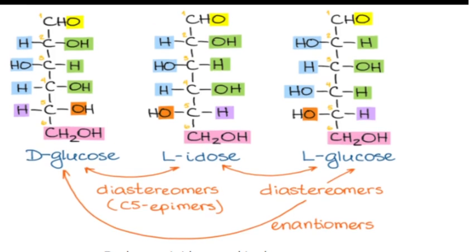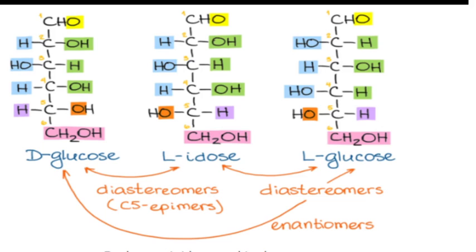They are again your mirror-like images. Your D-glucose and L-glucose are enantiomers of each other. It means that they do have the same molecular formula, but they don't have the same positioning of your OH and your H. Okay?